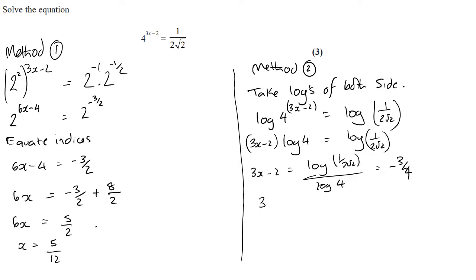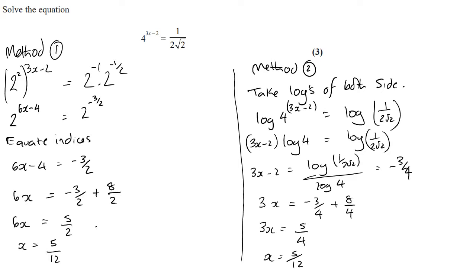So take the 2 over to the other side. 3x equals minus 3 over 4, and then this time it's going to be plus, because it's 4 over 4. So then we have 3x equals 5 over 4, and then the 3 comes underneath it, so x equals 5 over 12, which is the same as the one before.